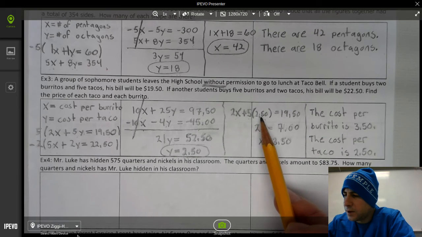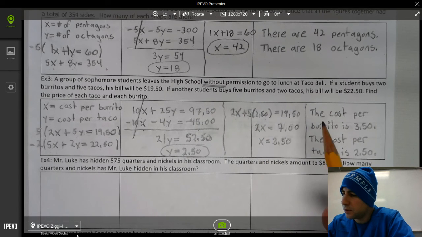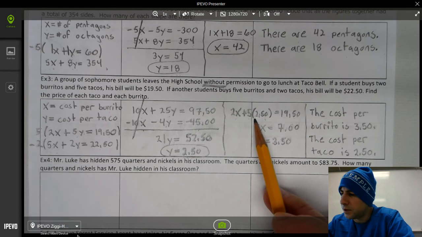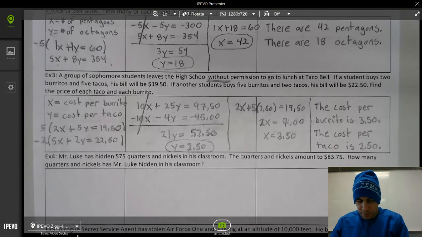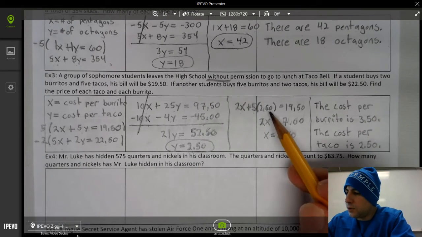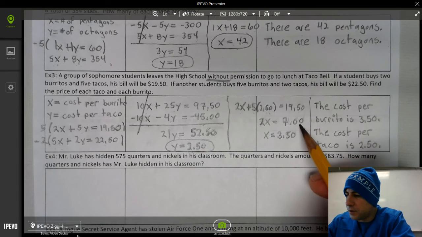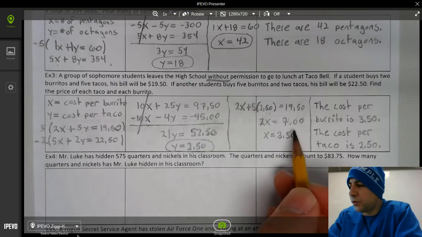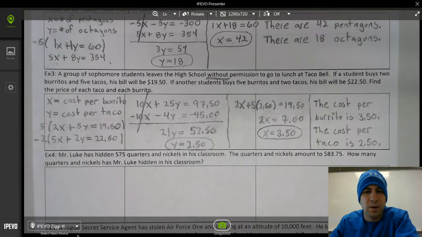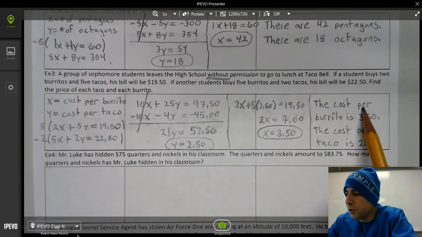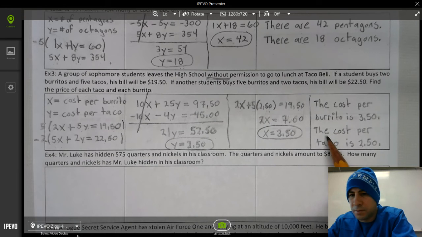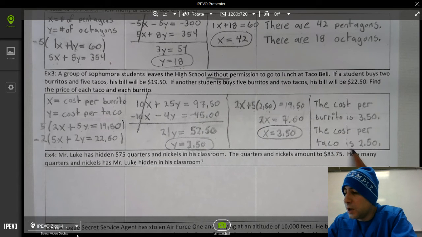Well, 5 times 250 is, let me grab the calculator to make sure I do this correctly. 5 times 250 is 1250. So you subtract 1250 from both sides, you get 700. Divide by 2, x equals 350. Now you write your solution in sentence form. The cost per burrito is 3.50, and the cost per taco is 2.50.